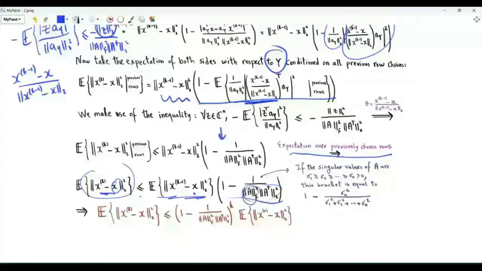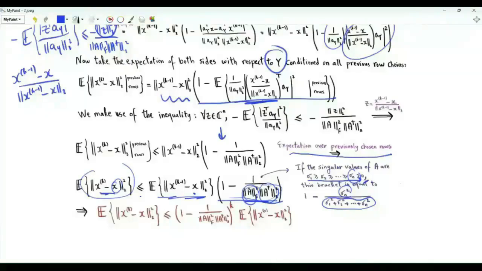The Frobenius norm squared is the sum of the squares of the singular values of A. The L2 norm squared of A dagger is 1 over the square of the minimum singular value of matrix A. That's sigma n squared if the singular values of A are arranged in this order. By assumption, the rank of A is n, so sigma n is strictly positive, and this bracket is strictly less than 1.